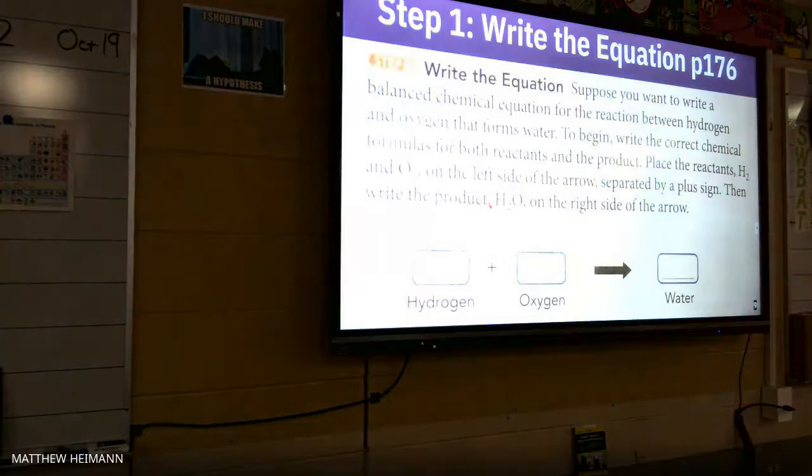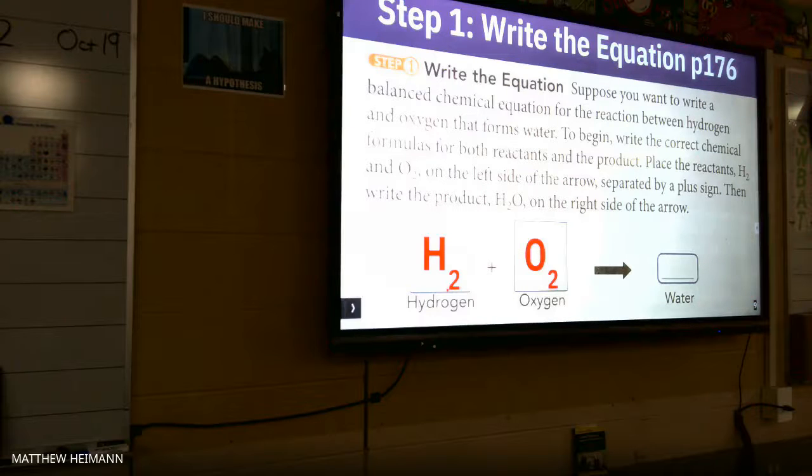So step 1, write the equation. Again, this is the step you won't really do too much. Suppose you want to write the equation for the reaction between hydrogen and oxygen that forms water. You see down here, hydrogen plus oxygen. This arrow, you don't say equals, you say yields water. Place the reactants H2 and O2 on the left side of the arrow, separated by a plus sign. Then write the product H2O on the right side.